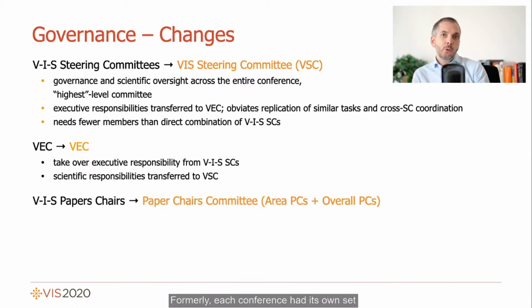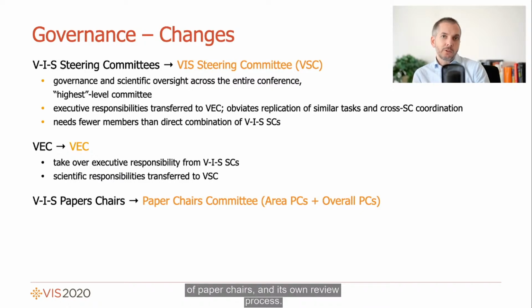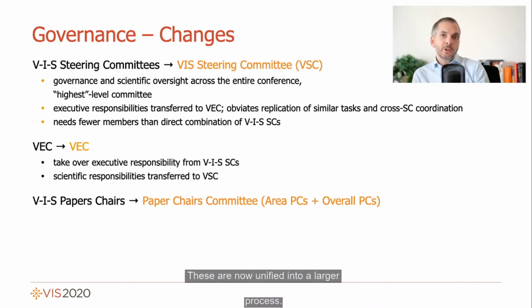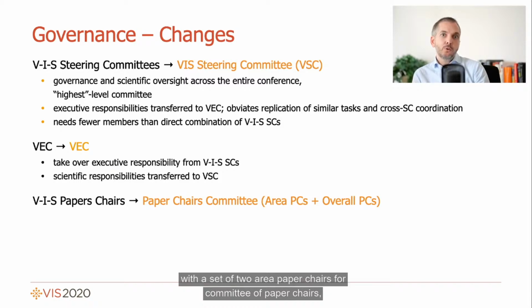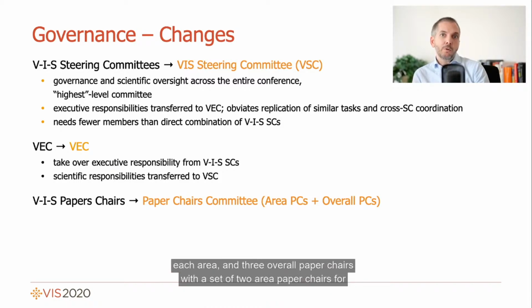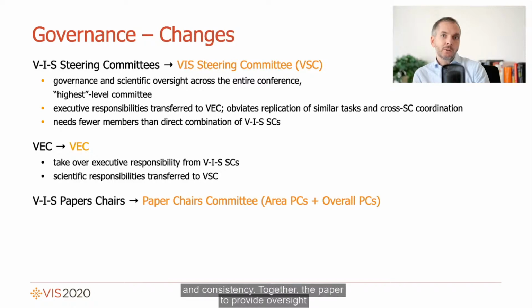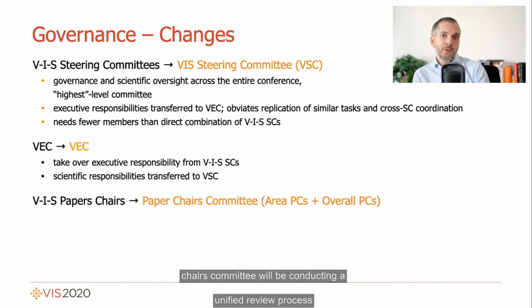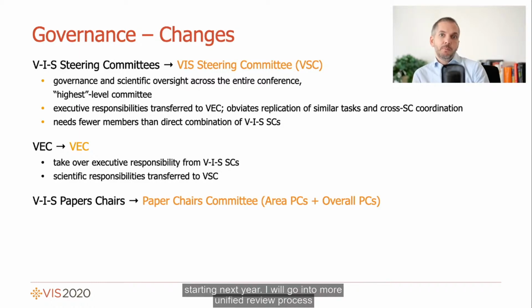Formerly, each conference had its own set of paper chairs and its own review process. These are now unified into a larger committee of paper chairs, with a set of 2 area paper chairs for each area and 3 overall paper chairs to provide oversight and consistency. Together, the paper chairs committee will be conducting a unified review process starting next year. I will go into more detail on the area model in a little while.